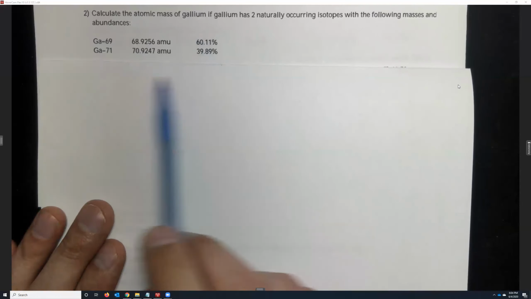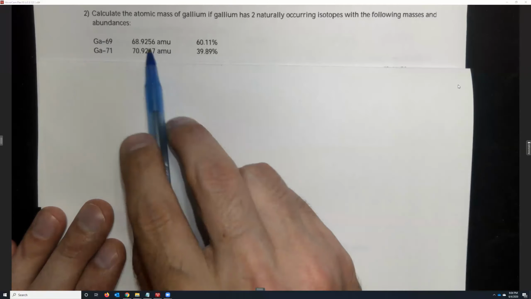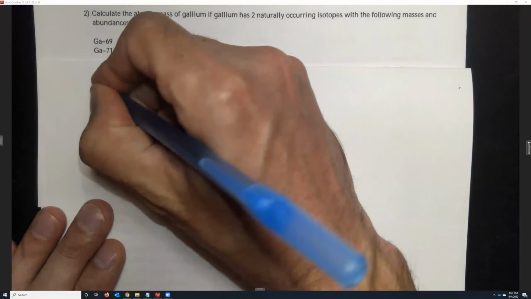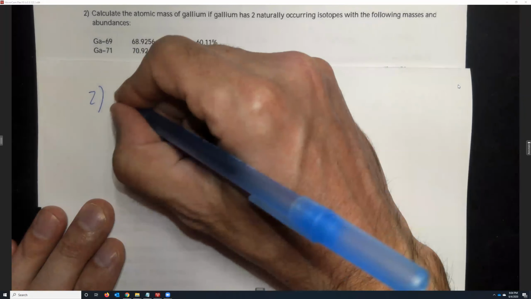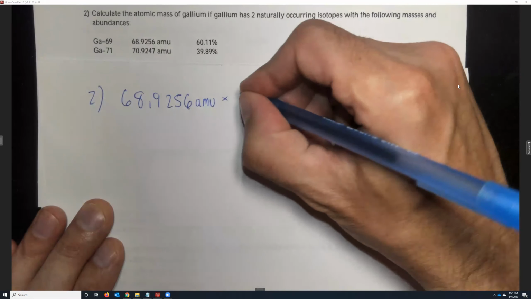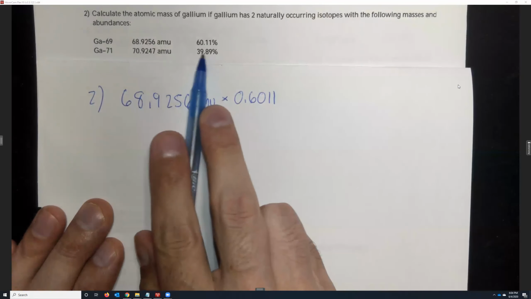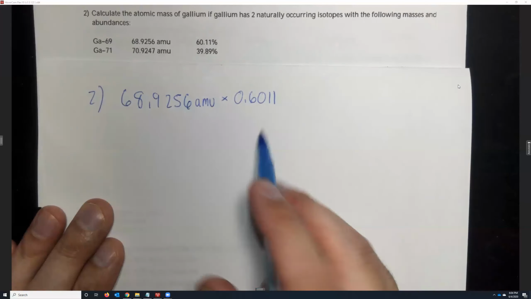So to find the average atomic mass is much like you find your average in this class. 25% of your grade is the lab, 40% of your grade is the 5 exams, 25% of your grade is the final, so on and so forth. So we want to take a weighted average. So to take a weighted average, we need to take the mass of the first isotope, 68.9256 AMU, or gram if you prefer, times 0.6011. So we need to convert this to a whole number, not a percentage. So we divide it by 100.